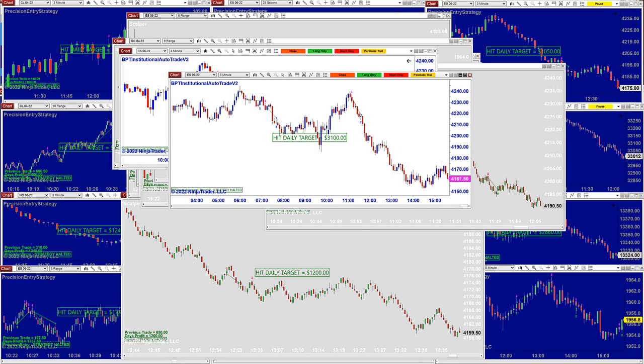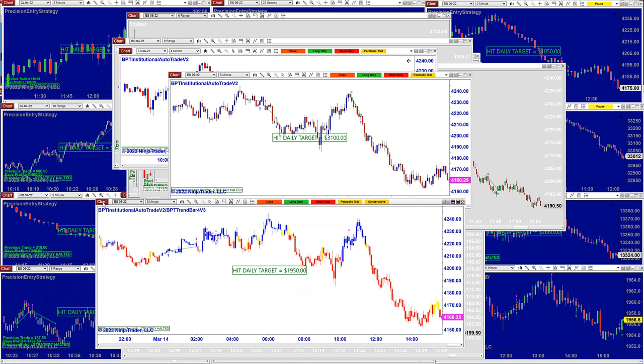The 5 minutes, 3,100, and the 5 minutes on those institutional auto trades. Maybe you see two charts that are 5 minutes, but they have totally different entries because there are around 15-20 entries, and each one of them is on one entry without any filter.